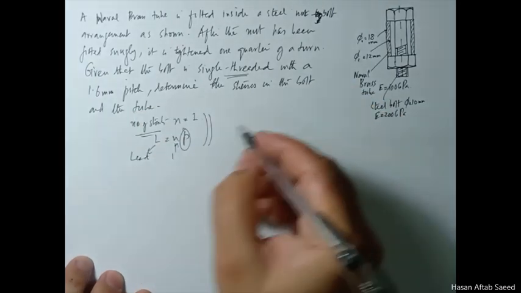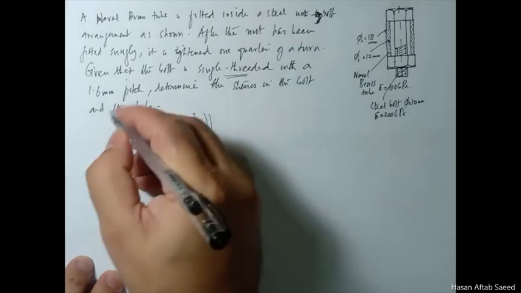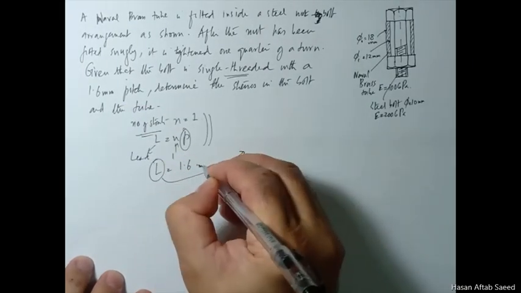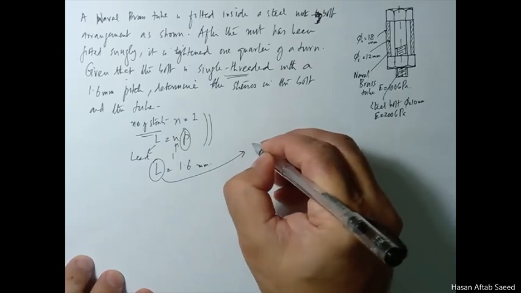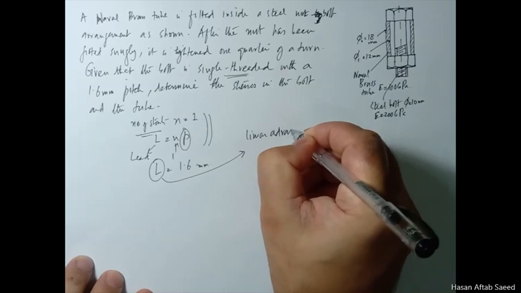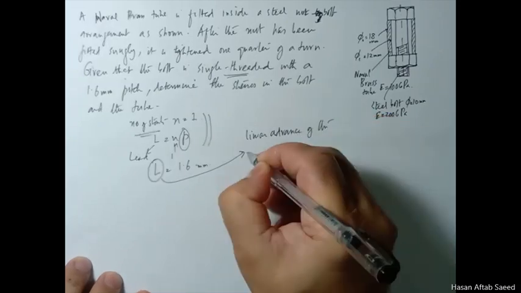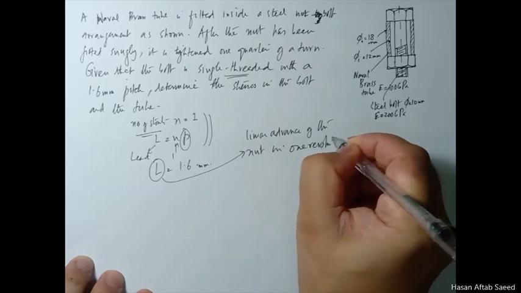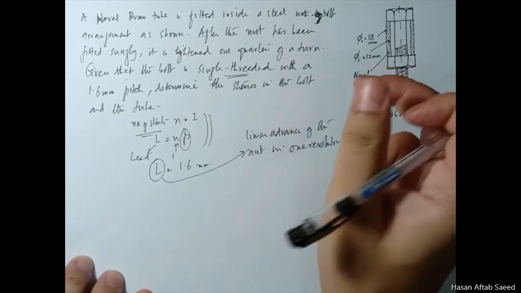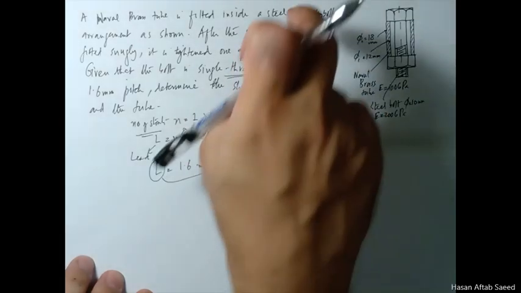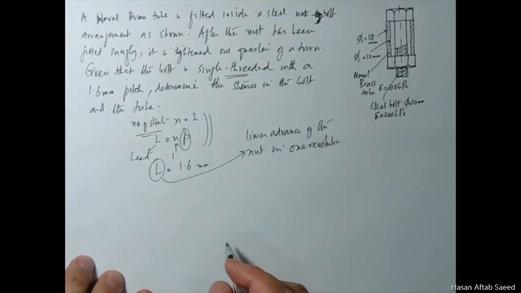Pitch is given as 1.6, so the lead is also 1.6. And what is lead but the linear advance of the nut in one revolution. You rotate the nut once, it advances 1.6 millimeter. That's all. But here in this case, we only rotated the nut 1/4 of a turn.